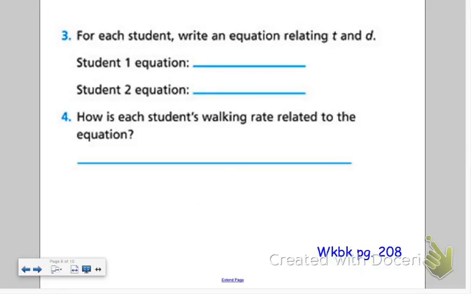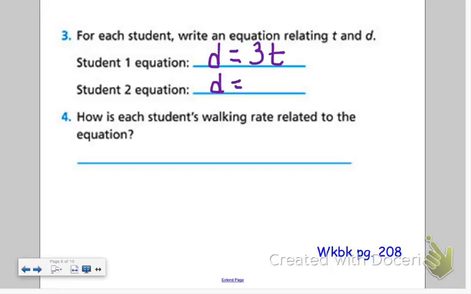Now we're going to write equations to represent t and d. I usually set it up so that my dependent variable is the variable that we see first. If you remember, the dependent variable was distance. So I'm going to say distance equals for both of them. The dependent variable depends on the time, right? In this case, for student 1, it's time times 3.